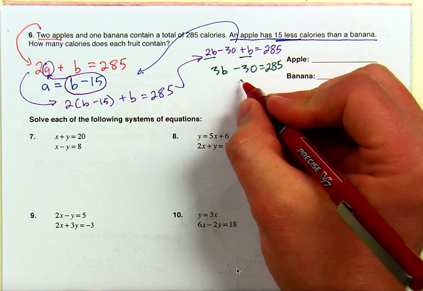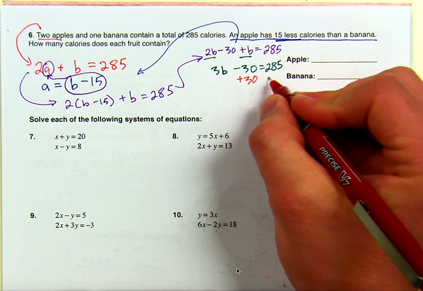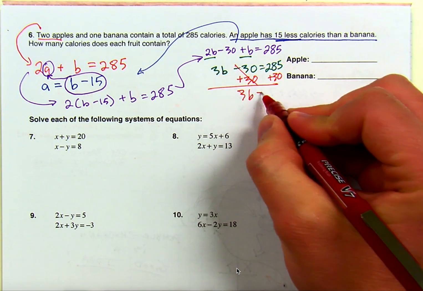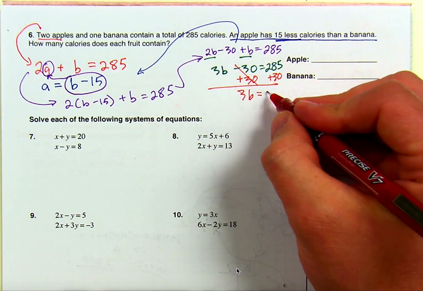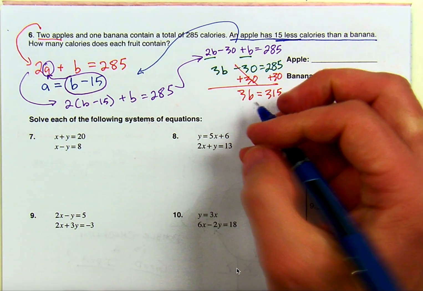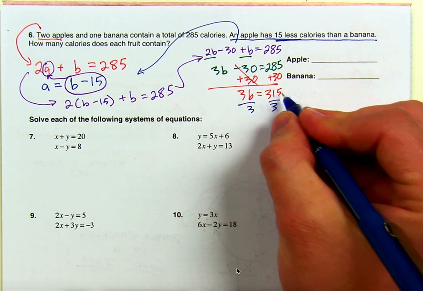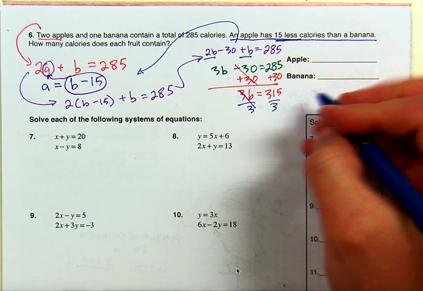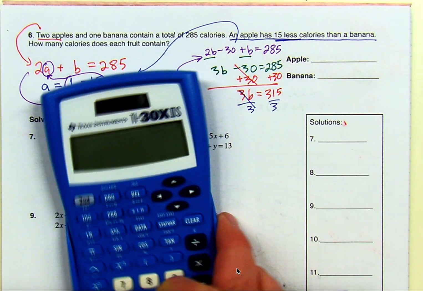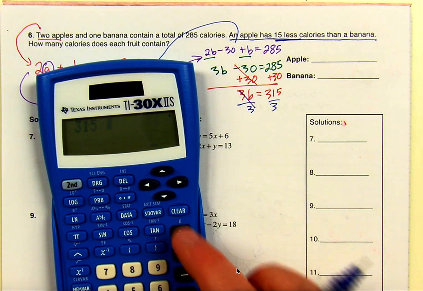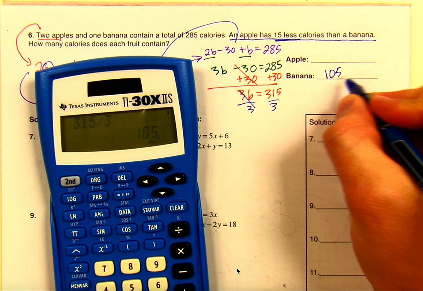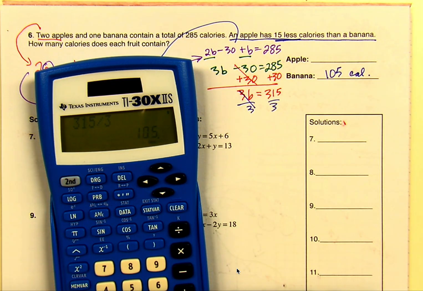So I'm going to get rid of the minus 30 with a plus 30, because that's not attached to the variable. Then I will get rid of the thing that is attached to the variable. Get rid of that 3 by dividing. If 3 bananas are 315 calories, how much is 1 banana? That's where a good old calculator might be handy. 315 divided by 3 is 105 calories for a banana.